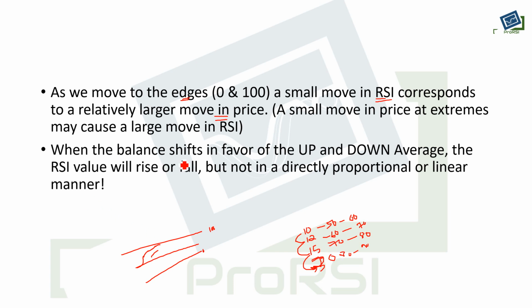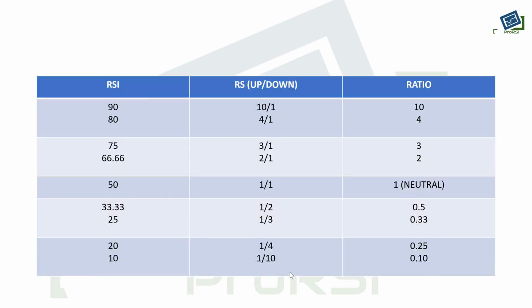And when the balance shifts in favor of the up or down average, the RSI value will fall or rise not directly proportionally, not in a linear manner. As explained here, the relationship is not linear. So even if the RSI moves 10 points, the price movement is more. This is a disproportional relationship. Now let us look at this table and everything will be clear.